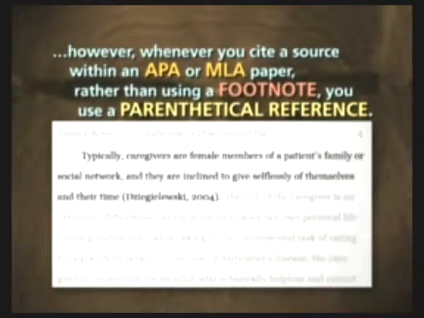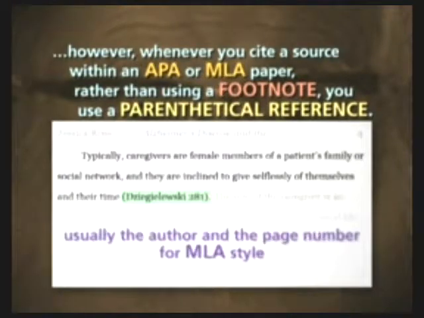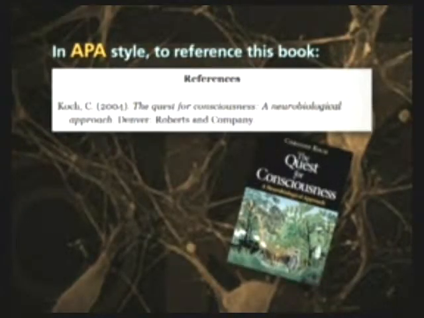However, whenever a specific work from this list is cited within the text of an APA or MLA paper, rather than using a footnote, there's a parenthetical reference within the text that includes the identifying information for the source, usually the author and the date for APA, which is so-called author-date format, and in MLA papers, the author and the page number.